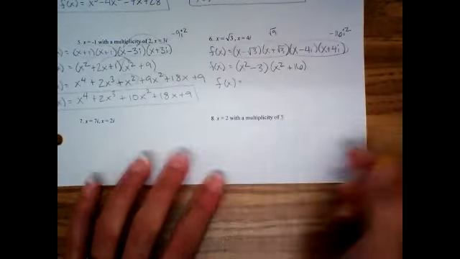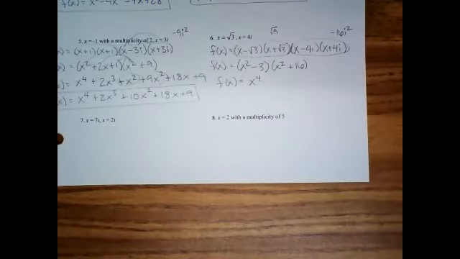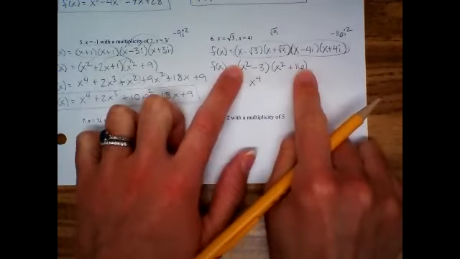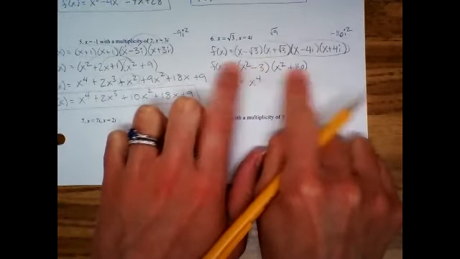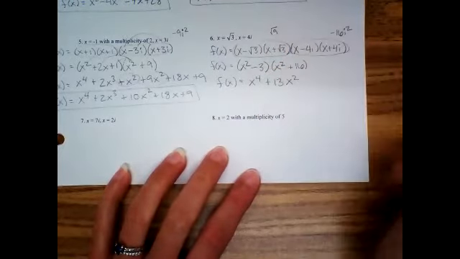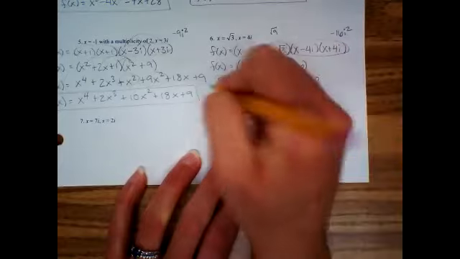All right, and then we're gonna multiply those 2 together. x squared times x squared is x to the 4th. The outsides are 16x squared. The insides are minus 3x squared. So that would give us 13x squared, and then negative 3 times 16 is negative 48.